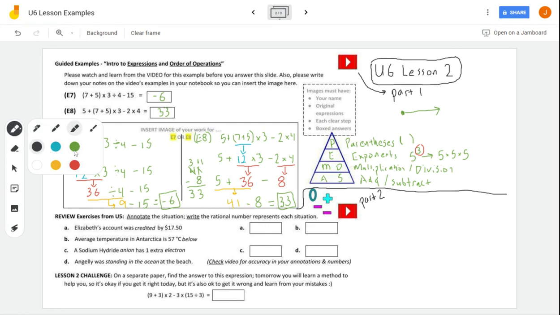So we're going to begin by highlighting. I'm going to highlight with green. Elizabeth's account was credited by $17.50. So in this problem, account is a keyword in some ways. Credited is another. Then I have this amount. This one's the only one that is italicized, and that's actually kind of leading us to know that this is the important one. So I'm going to click on it and then highlight that word.